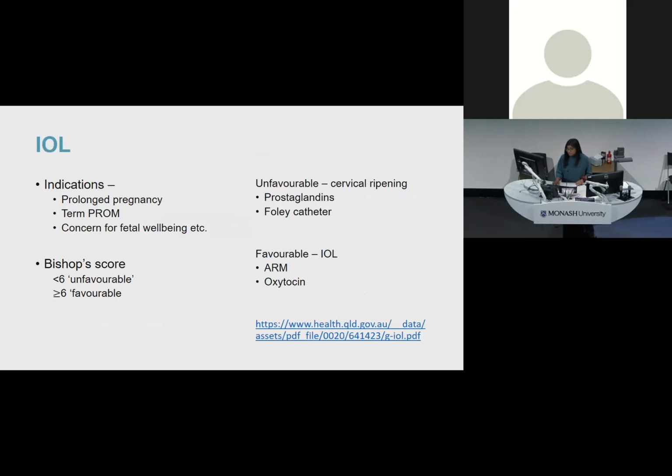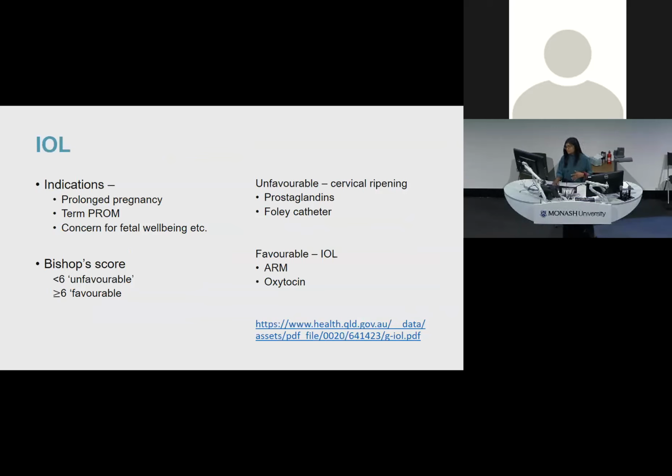Induction of labour, you've got different indications: prolonged pregnancy, term rupture, pre-labour rupture of membranes, and concern for fetal well-being. You look at the Bishop's score, which we saw before, and the magic number is 6. So if it's less than 6, it's unfavourable and you need to do cervical ripening. If it's more than 6, then it's favourable and you can just proceed to induction of labour. Prostaglandins and Foley or the balloon catheter are your two methods of cervical ripening. Monash's preferred method is a balloon catheter because it's easy to control, whereas prostaglandins also run the risk of uterine hyperstimulation in combination with induction of labour.